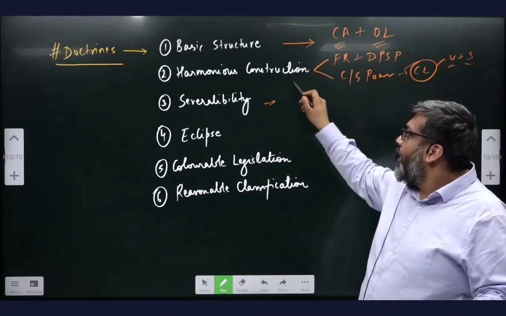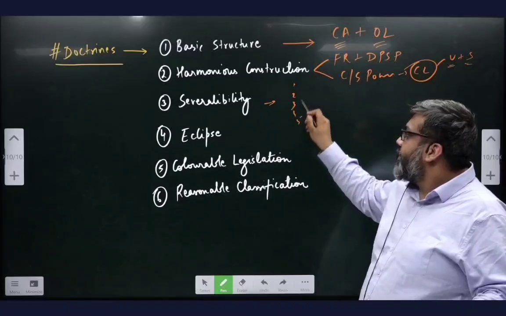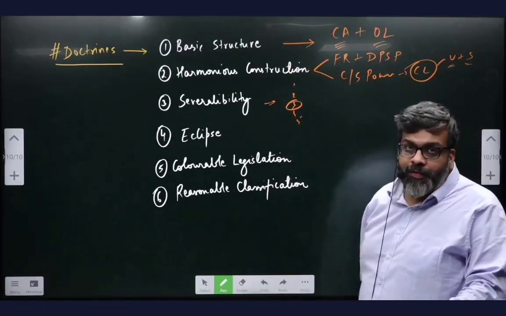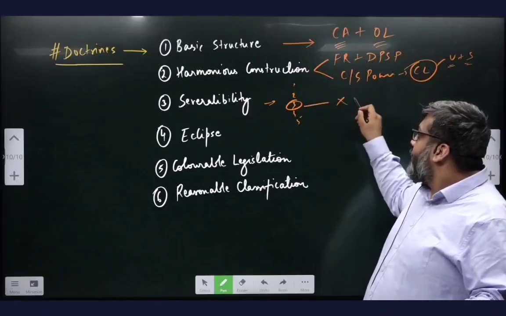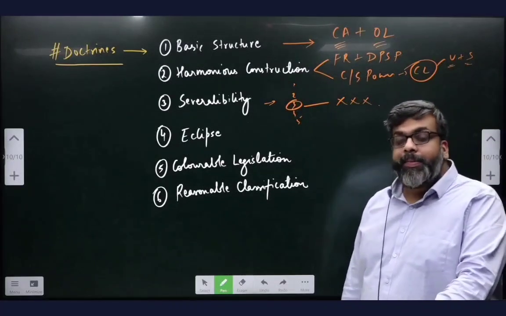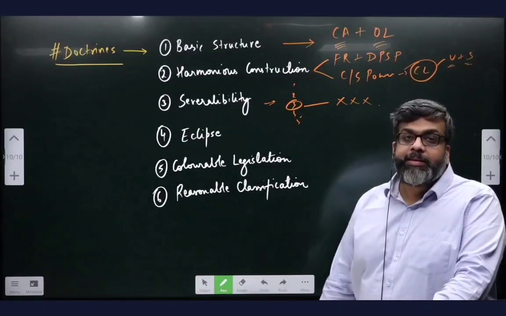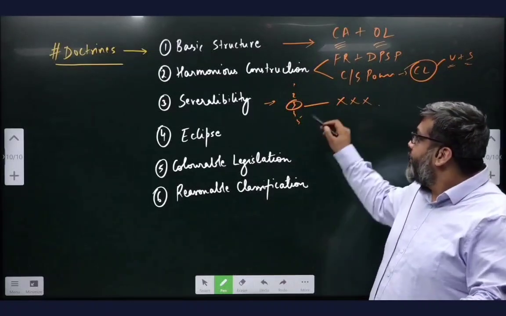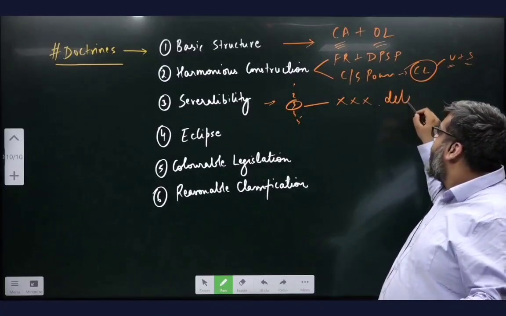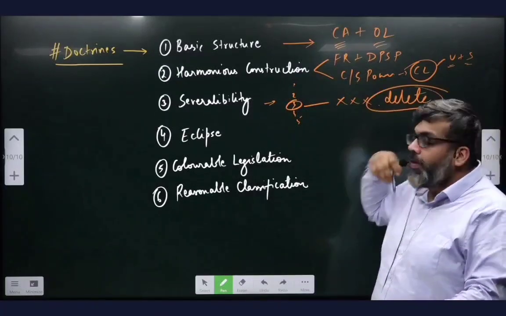Severability means a law has, let's say, 5 sections and only section 3 is problematic as violative of a fundamental right. You can specifically declare section 3 as invalid. Remember, when the court declares something as invalid, it simply makes it unoperational. The court cannot delete anything from the law.